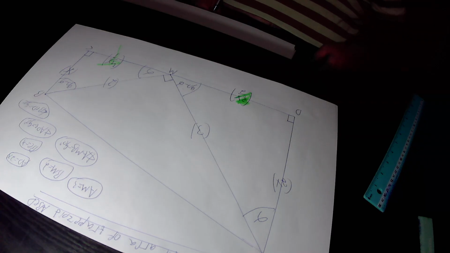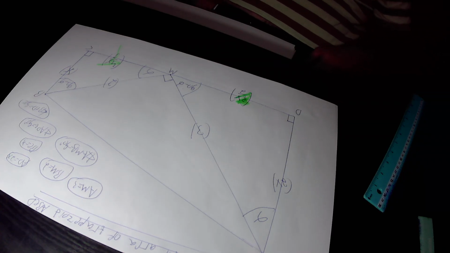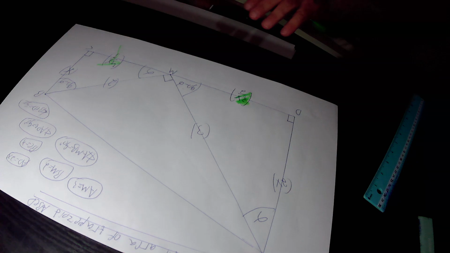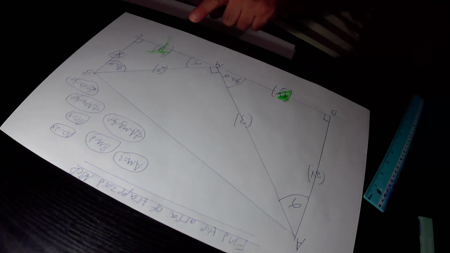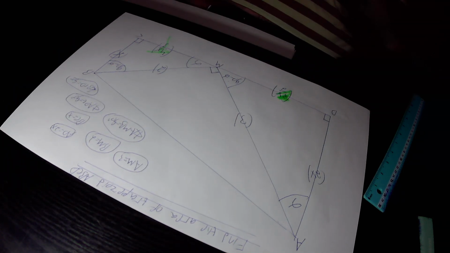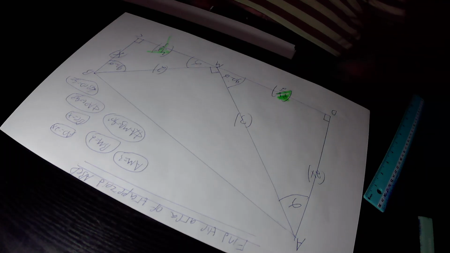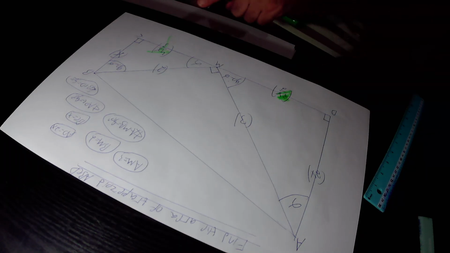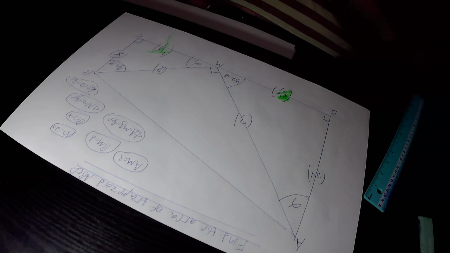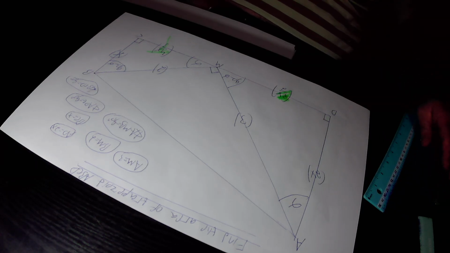In the next step, we will implement the Pythagoras theorem on this small triangle BCM. So for the small triangle BCM, we will implement on it the Pythagoras theorem.